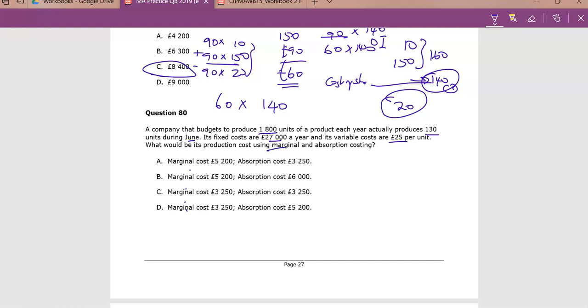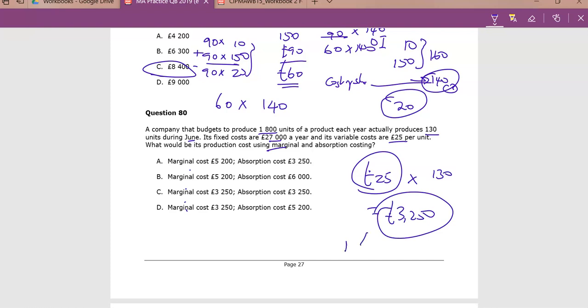Well, just the variable cost, £25 per unit, that's all for the marginal costing, and I produced 130 units, so 25 times 130 gives me 3,250. So that's the marginal cost. So it could be C or D, maybe.